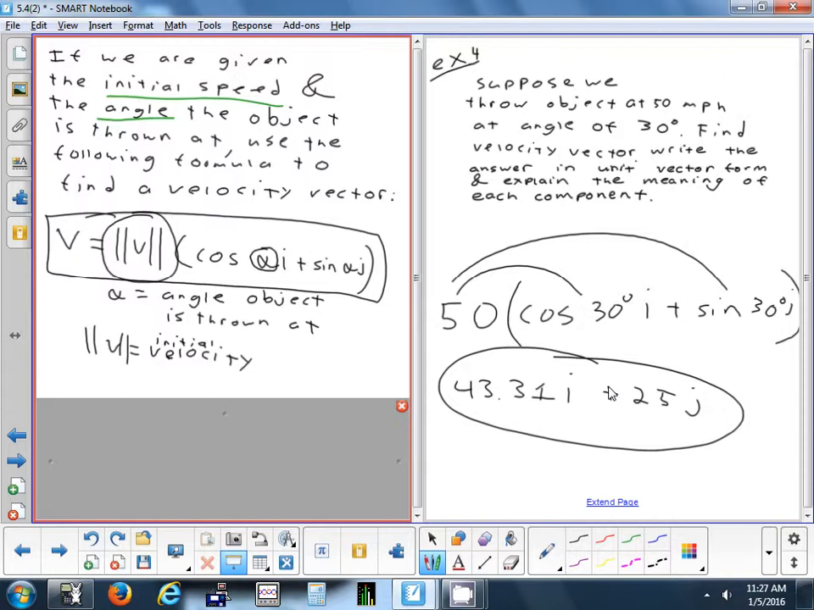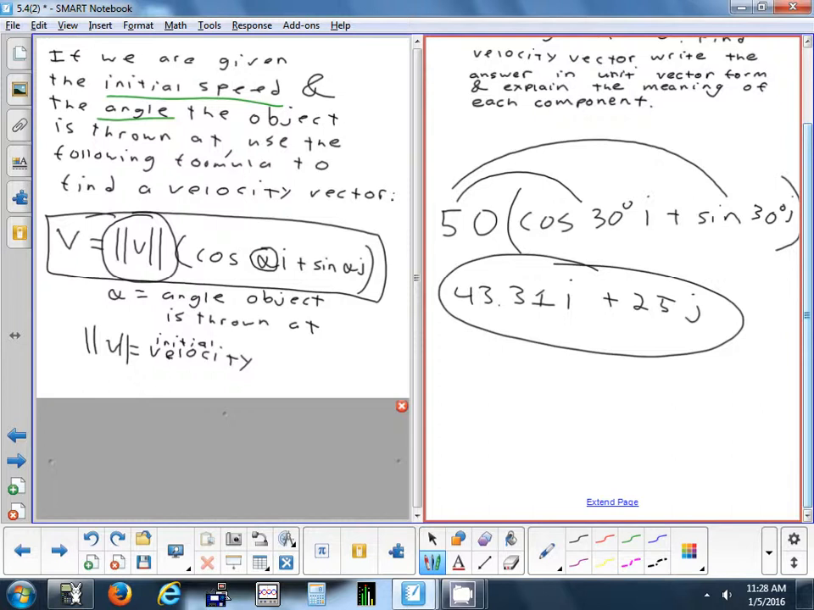Now, the last part, they want us to look at our answer and explain what each part really means. What is that 43.31? Well, my initial speed is 50 miles an hour. It does have something to do with horizontal, but it's not a distance. It's my horizontal speed.